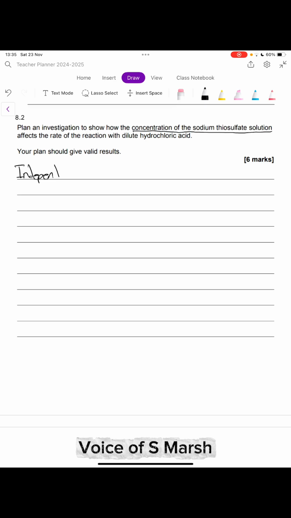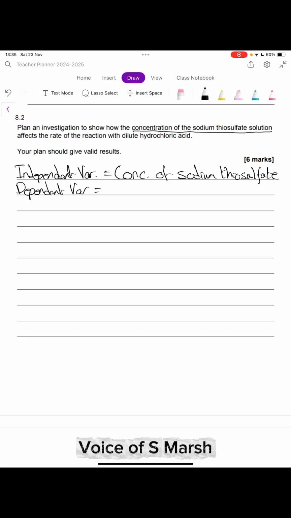Independent variable is concentration of sodium thiosulphate. Now we've got the dependent variable. Try not to use acronyms for independent and dependent like IV, DV. Really should write independent, dependent.